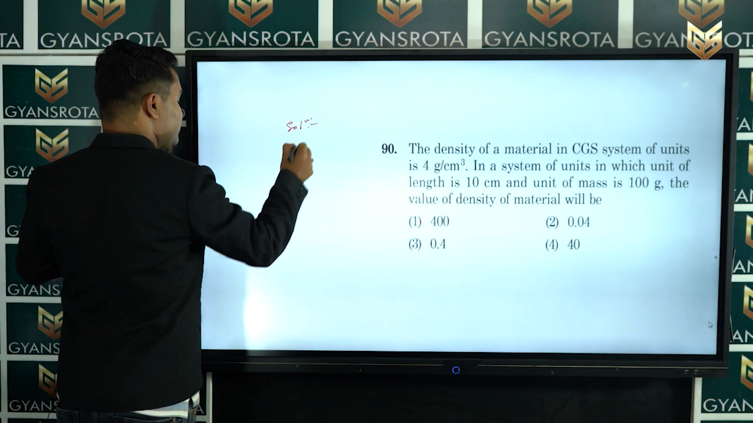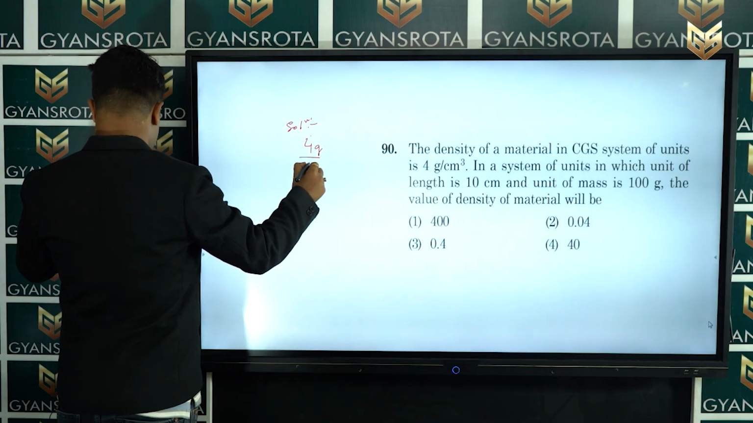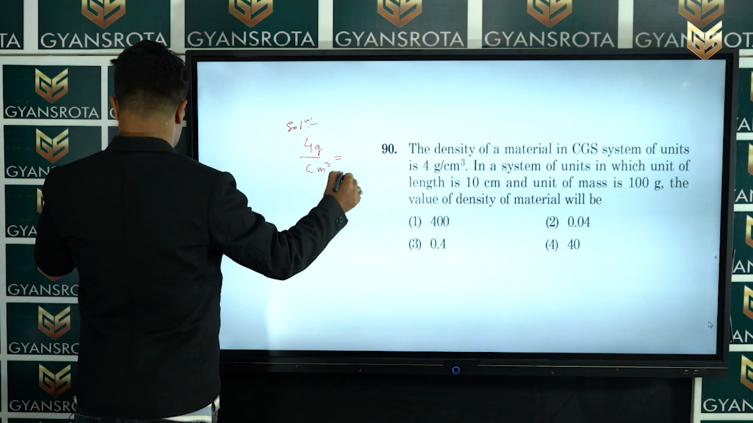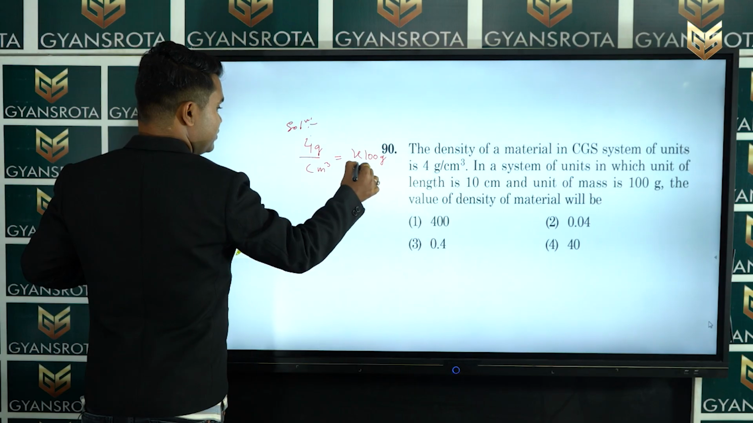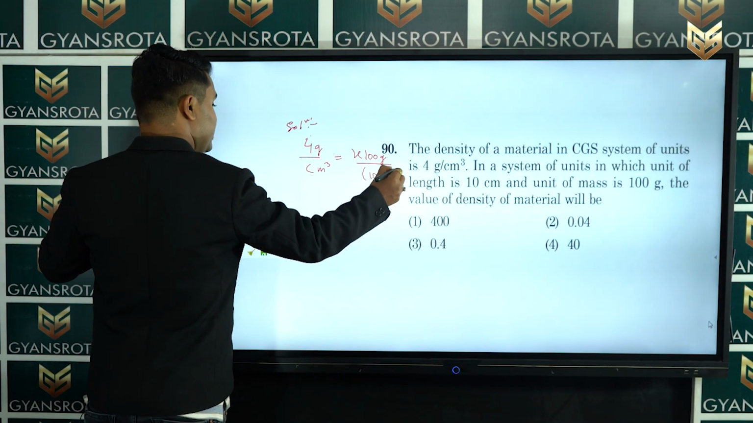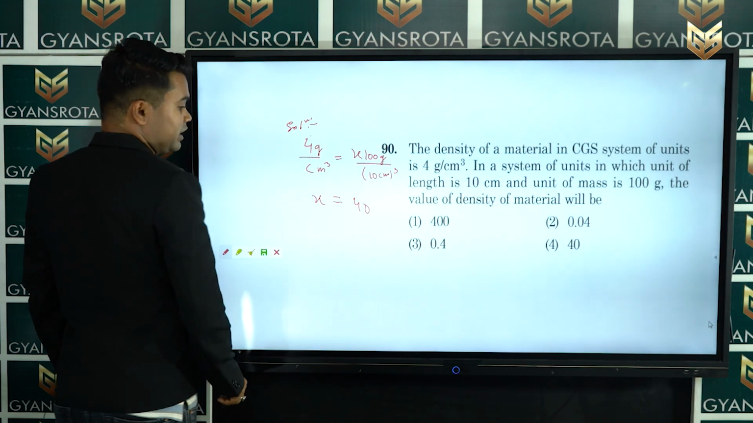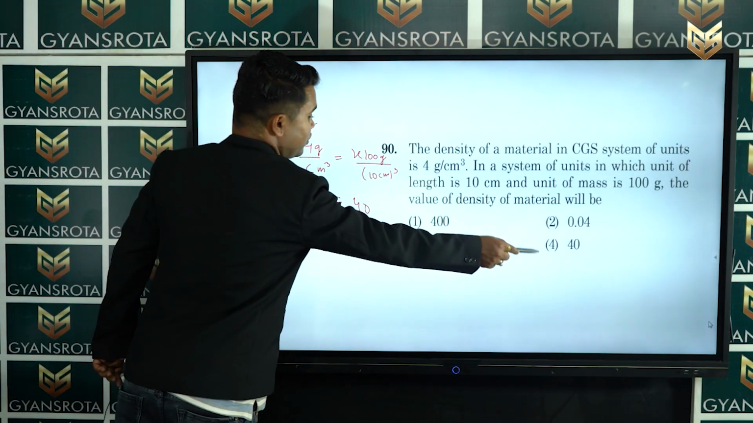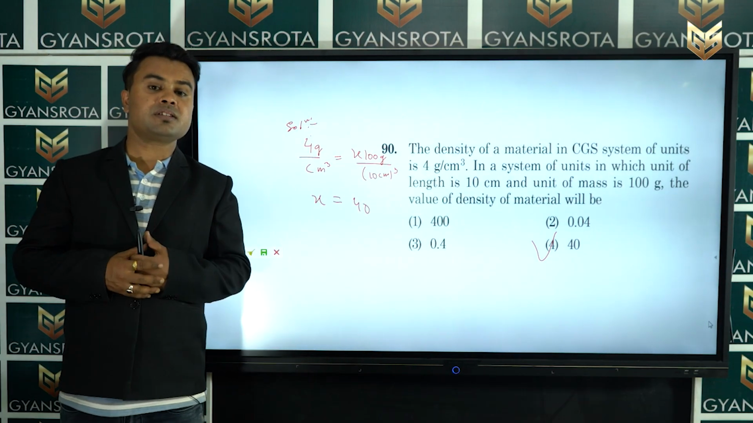So, if you do the solution of this one, it will be 4 of G divided by centimeter cube, that is 4 gram per centimeter cube, which is given in the question. So, we need to find out this x, which will be 100 gram divided by 10 centimeter of whole cube. So, your x will come out to be 40. So, the correct answer for this one is option number, if you see, 40. This is the right answer. So, this is all we have from this question paper.